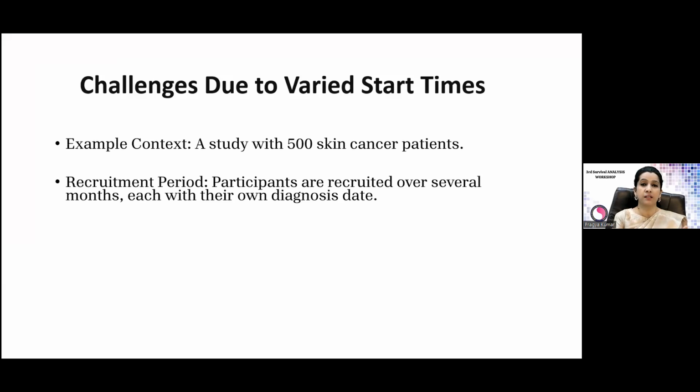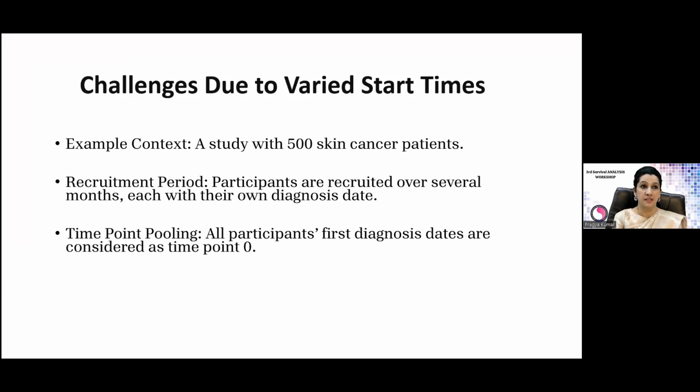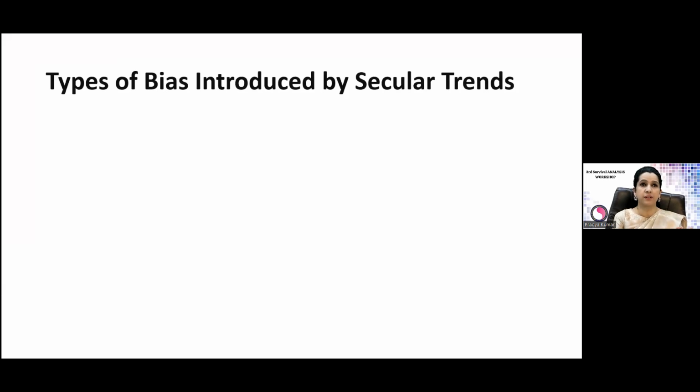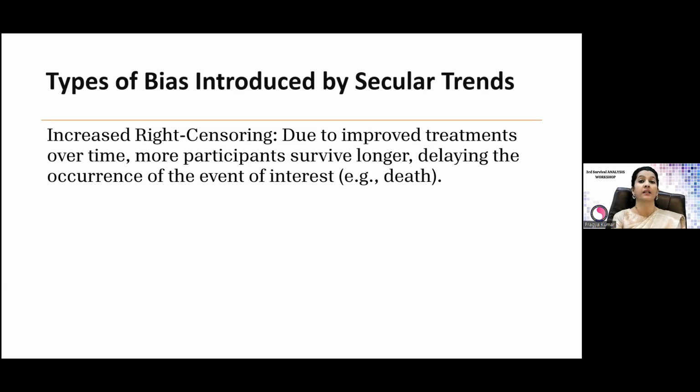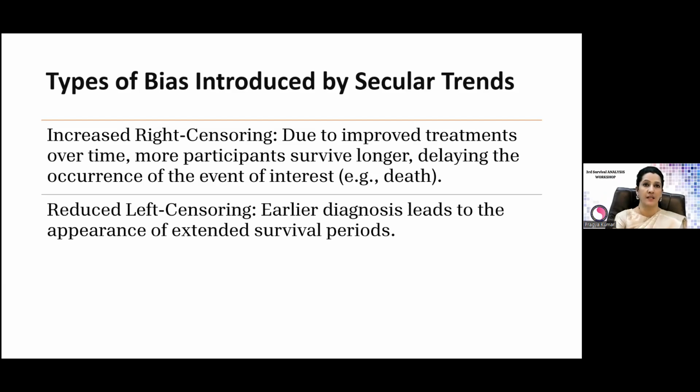If there is some new diagnostic criteria, definitely it will reduce the left censoring. And if there is better treatment, then it will increase the right censoring. Why? Because the person will not die. Due to the improved treatment over time, more participants survive longer, delaying the occurrence of the event, that is the death.